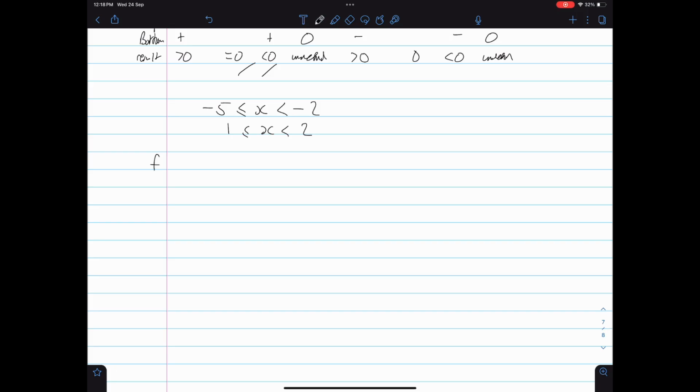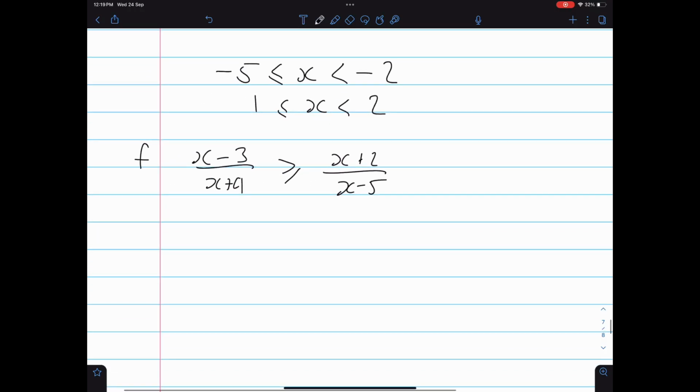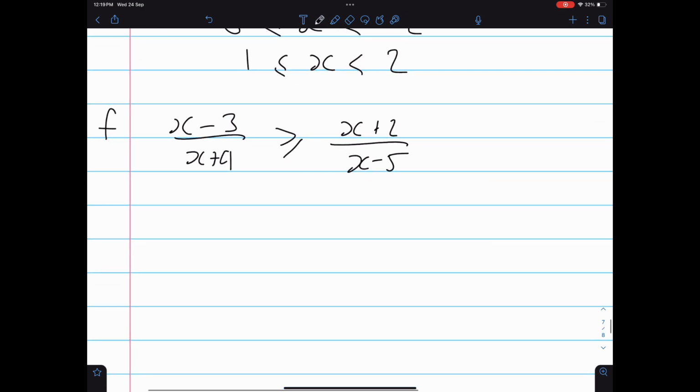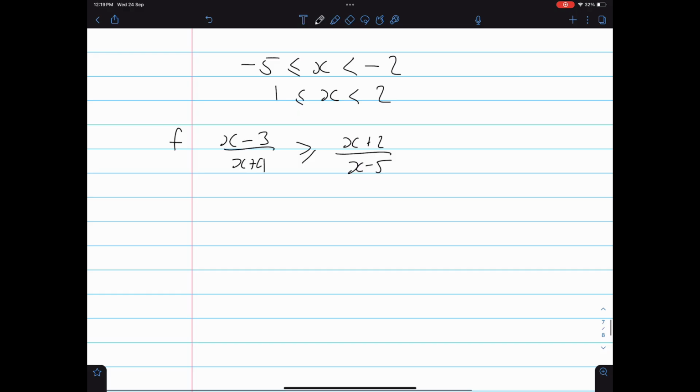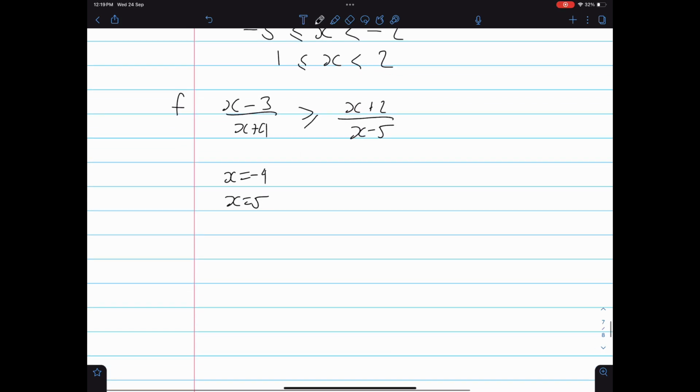If x minus 3 over x plus 4 is greater or equal to x plus 2 over x minus 5. Oh, this is nasty. And let's just figure this one out. We need to find all the critical points. So x is equal to minus 4 will be one, because that's a vertical asymptote, or x is equal to 5. Then we need to figure out when they'll be equal to each other.